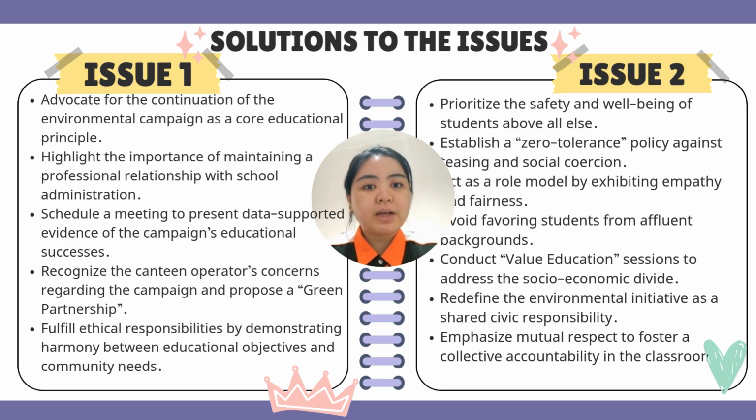Firstly, advocate for the continuation of the environmental campaign as a core educational principle. Maintaining a professional relationship with school administration is crucial. Key steps include scheduling a meeting to present data-supported evidence of the campaign's educational successes, recognizing the canteen operator's concerns by proposing a green partnership, and fulfilling ethical responsibilities by demonstrating alignment between educational objectives and community needs.